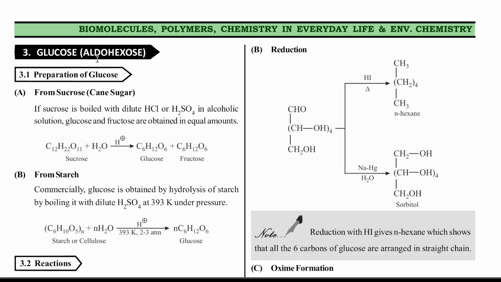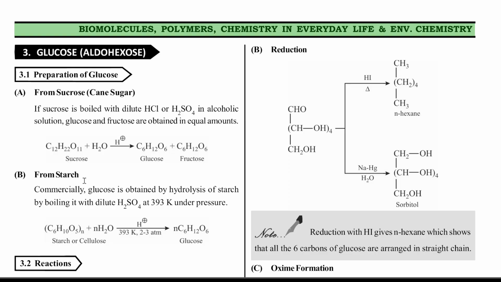Now glucose, we'll study in detail about it, which is also known as aldohexose. Aldo because it contains an aldehyde group and hexose because it is a 6-carbon molecule. Now there are two common ways of preparing glucose. Either we can do it from sucrose, which is also known as cane sugar. If we boil it in dilute acids in an alcoholic solution, it will give you glucose and fructose in equal amounts as a byproduct, as you can see here.